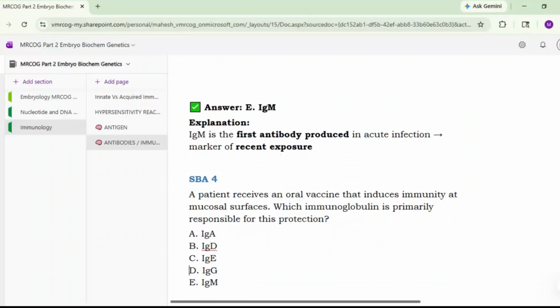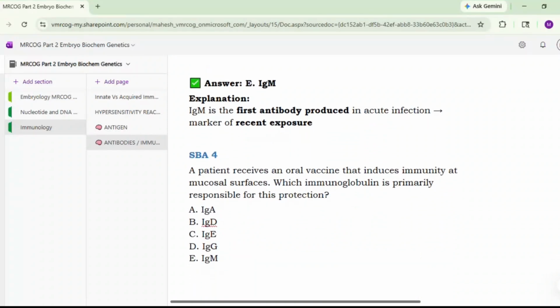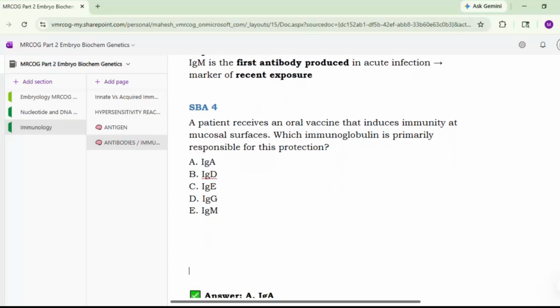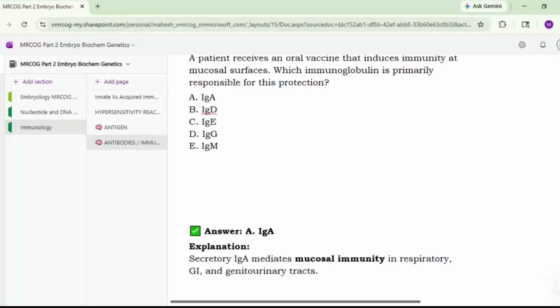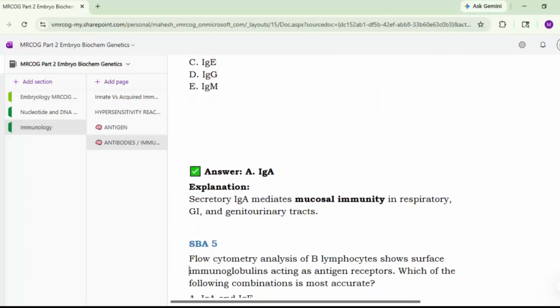Next. A patient receives an oral vaccine that induces immunity at mucosal surfaces. Which immunoglobulin is primarily responsible for this protection? Sir, option A, IgA. Yes, this is a frequently asked question. Secretory IgA mediates mucosal immunity in the respiratory, GI, and genitourinary tracts.